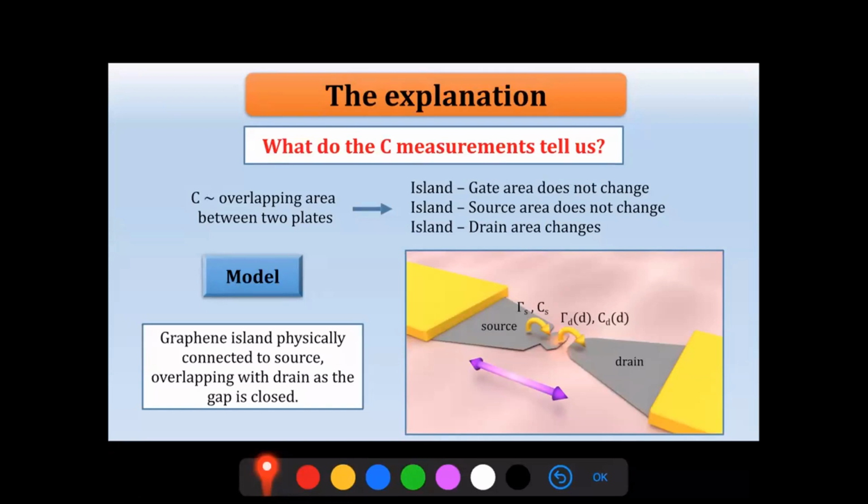When the junction is broken, somehow a graphene island is formed, and this island remains weakly but physically connected to one of the electrodes that we identify as the source. But the island is not physically connected to the drain. So then when we close the gap, we find the same behavior that we found in our previous work. The island and the drain overlap each other, and the overlap area, and therefore the capacitance, increases linearly with the displacement of the device.